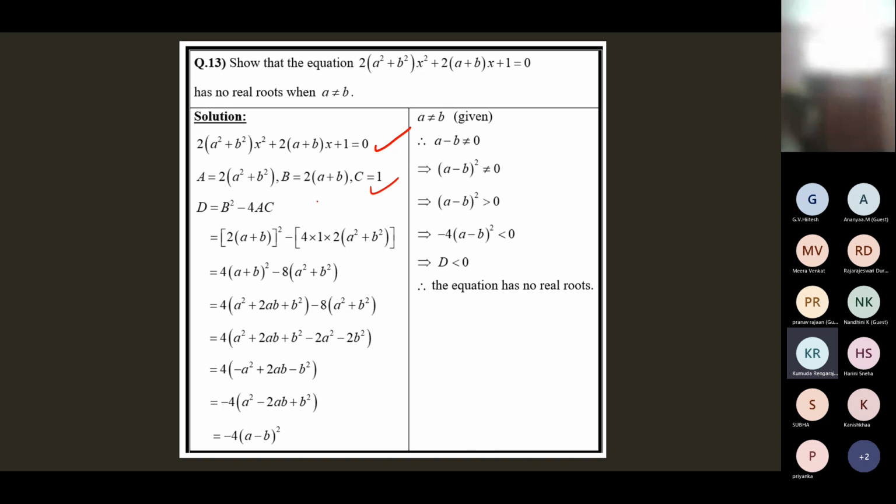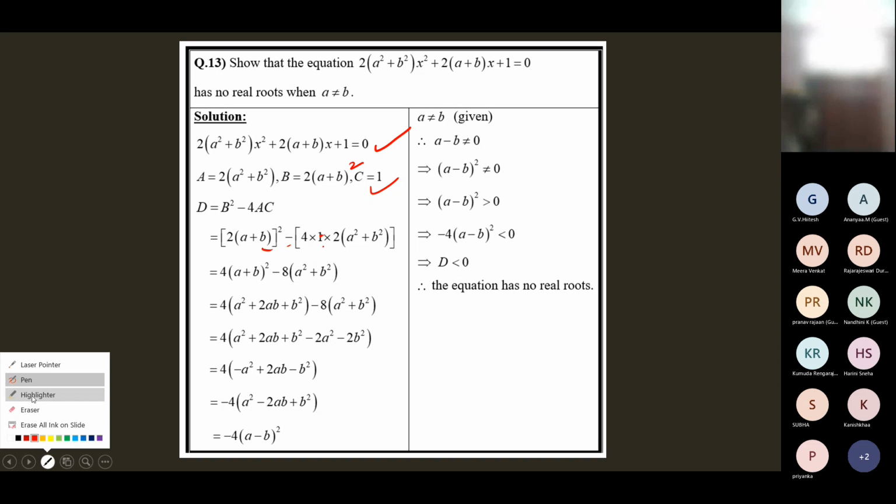So D is equal to B square minus 4AC. What is B square? 2 into A plus B the whole square. See, you cannot just put a 2 here like this. B square minus 4AC.